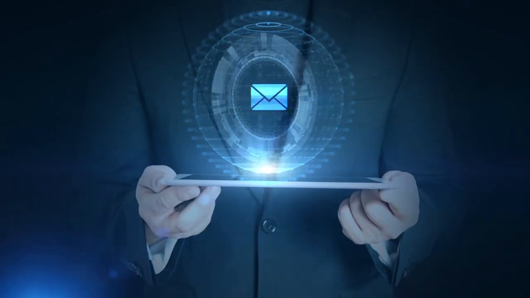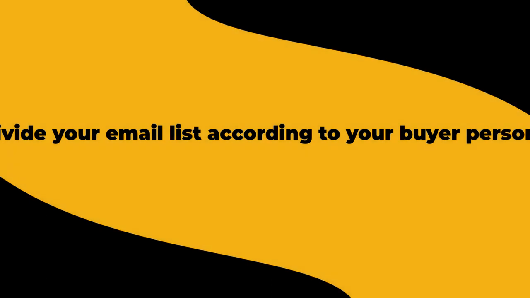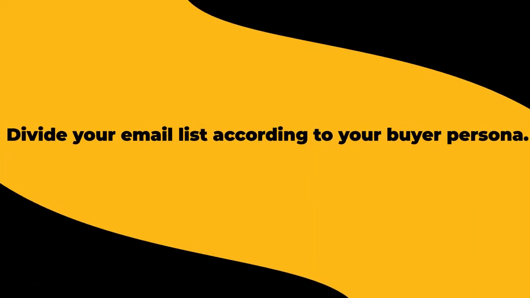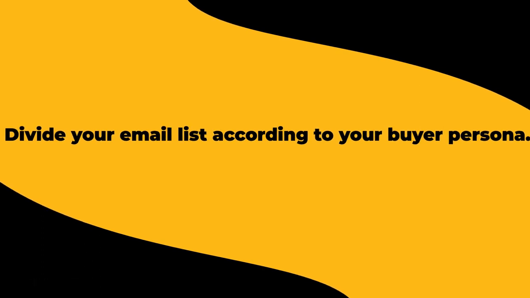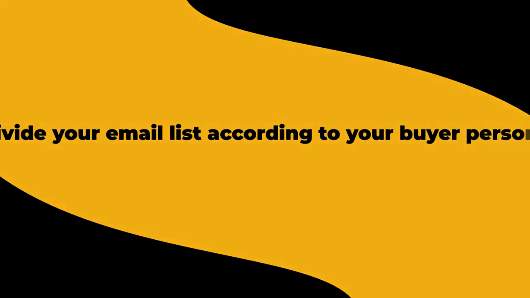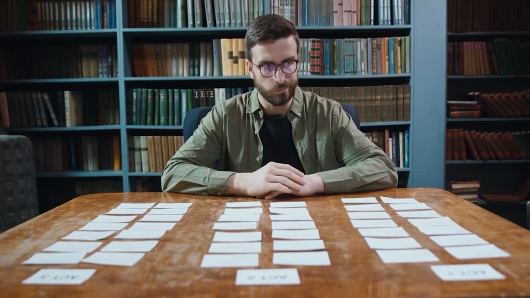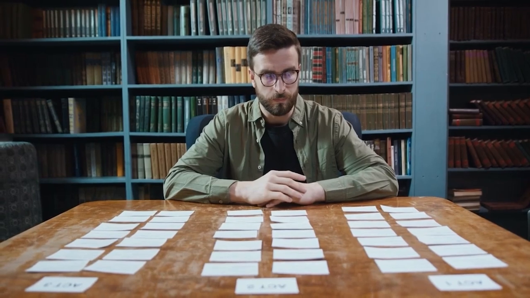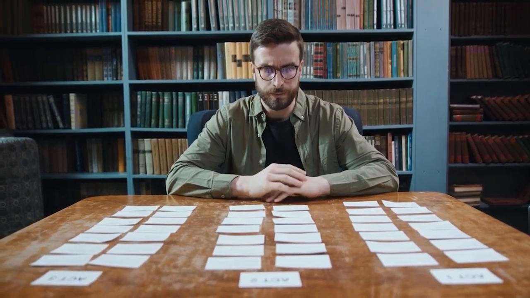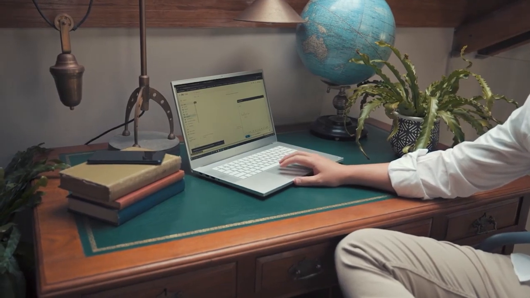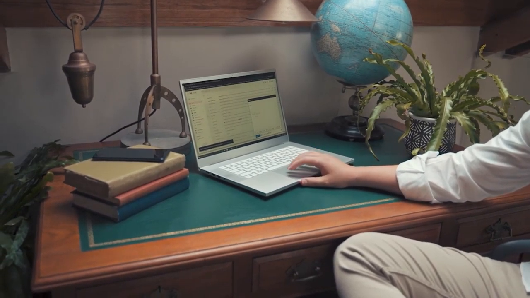Now, first on our list is divide your email lists according to your buyer persona. Segmenting and dividing email lists involves categorizing your audience according to their specific needs and interests. The audience can be categorized into different groups. For instance, if you have an audience that shares mutual interests, you can put them in their group. Most people open and read emails that serve and speak to their preferences.